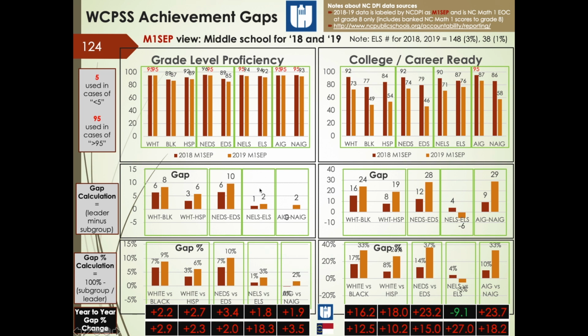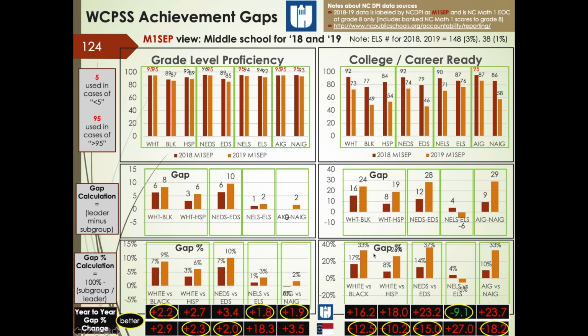Now, if we pull in the state numbers from the previous chart, you'll see that for GLP, again, not focusing on ELS, for the GLP numbers, most of them are pretty consistent with the state. But if we look over at CCR, we do see a difference in Wake County's performance versus that of the state as far as the achievement gap goes.